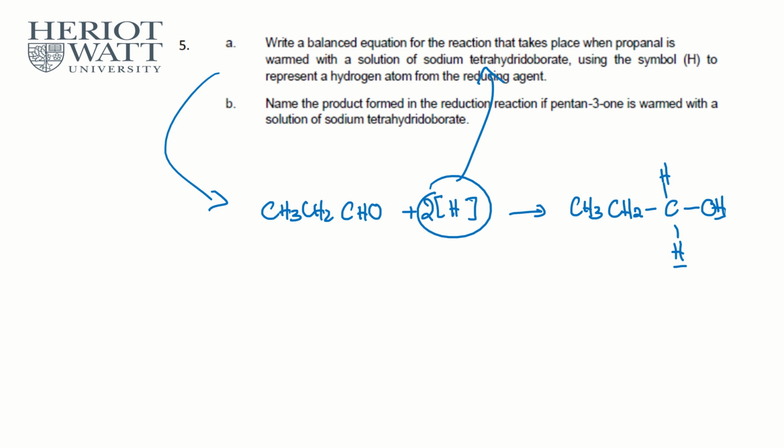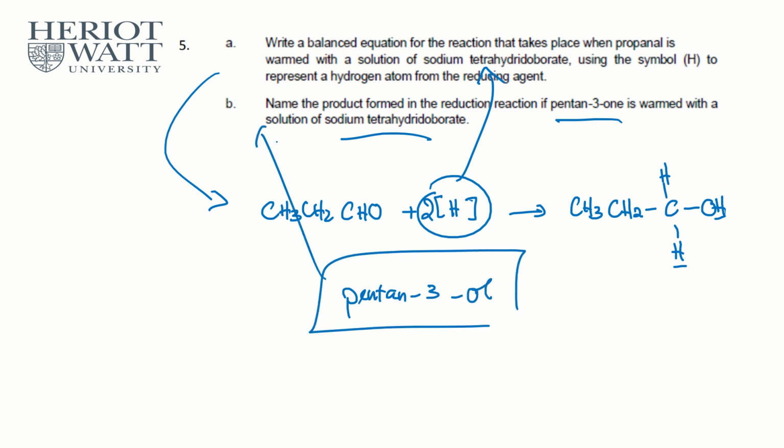Now we look at B. Name the product formed in the reduction reaction if pentan-3-one is warmed with sodium tetrahydridoborate. Again, reducing agent. This is a ketone, pentanone, right? Pentan-3-one, when you reduce it, what would you get? You ask yourself, how would I get a pentan-3-one? From a pentanol, right? A pentan-3-ol, with OH at carbon number 3, then you get pentan-3-one by oxidation. Now, if you reduce it back, you will get an alcohol again, same place, carbon number 3, pentan-3-ol. So this is the name for part B.